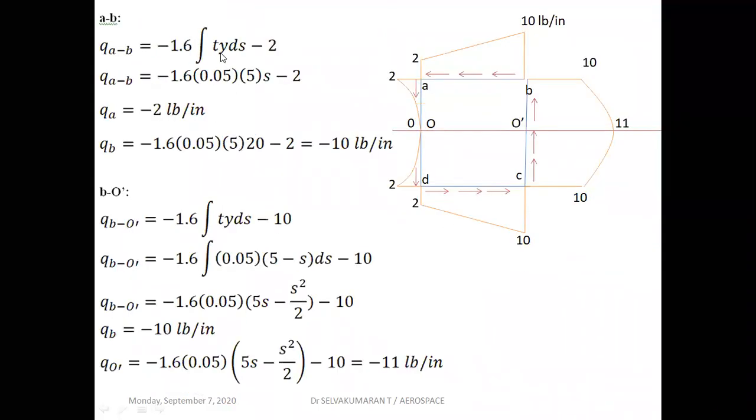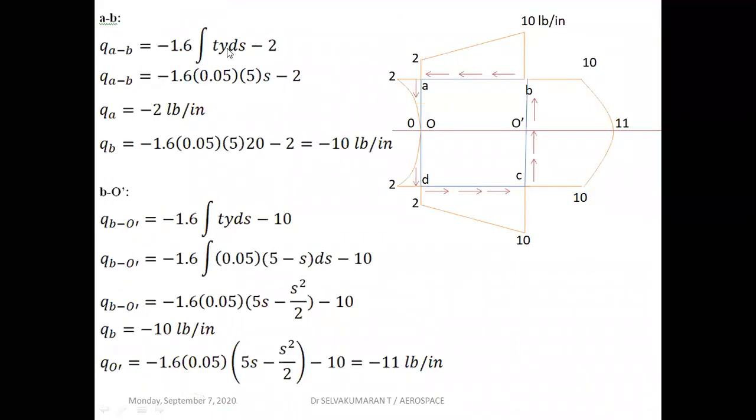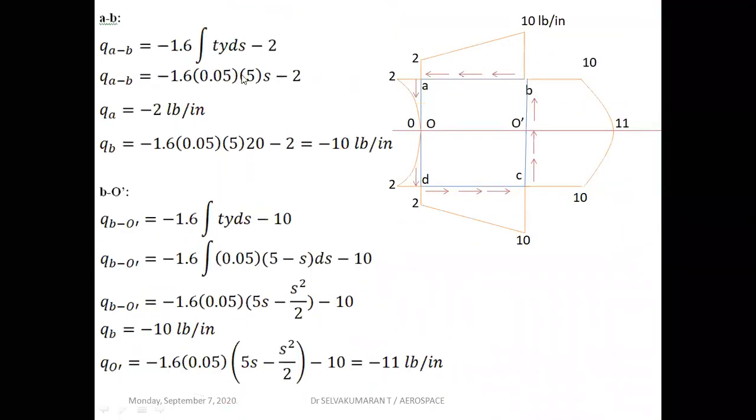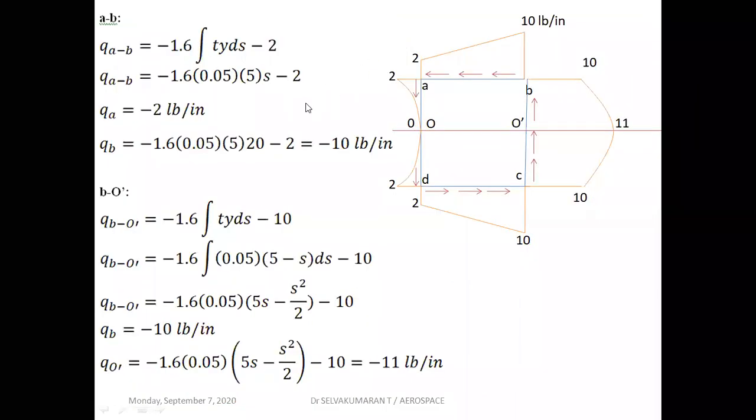Now this is the shear flow expression. We have taken the element y distance is 5. Thickness is 0.05. So integration of ds is nothing but s, minus 2. Now at A, s is 0. What will happen when you substitute s is equal to 0? You will get the shear flow at A to be minus 2, which confirms the previous value. So our expression is correct.